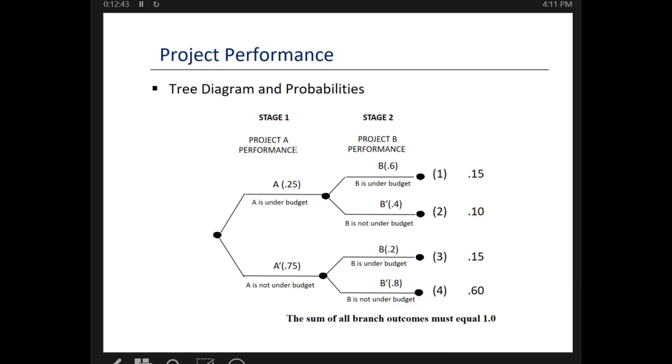When we look at percentages now, all options have to add to 1. So how do we get the 0.15 off to the right-hand side? We're taking 0.25 times 0.6 equals 0.15. We multiply each of the branches out, and when we add those all together, we have to equal 100% or 1.0.